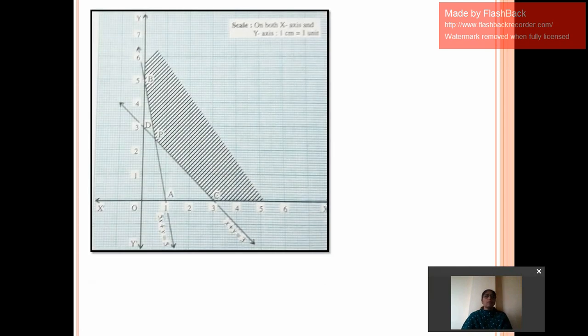Draw the graph. First draw the coordinate axes. Plot the point A and plot the point B. A is equal to 1, 0, B 0, 5. Draw the line AB. C 3, 0. Plot the point 3, 0 and plot the point 0, 3. Join the line CD.